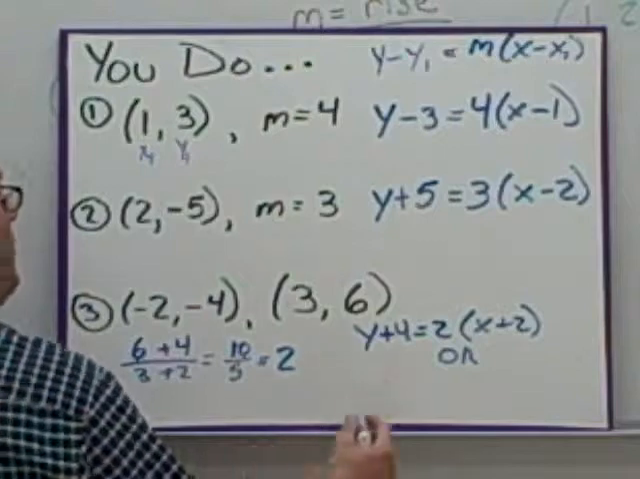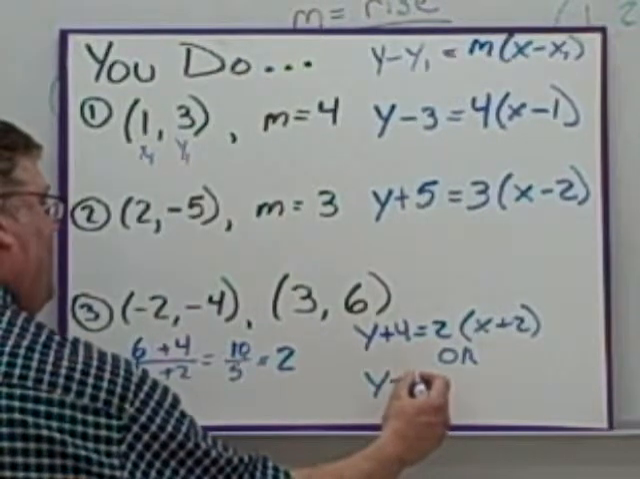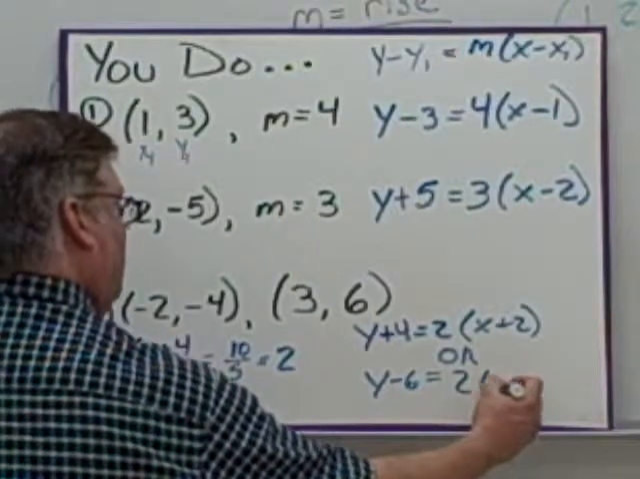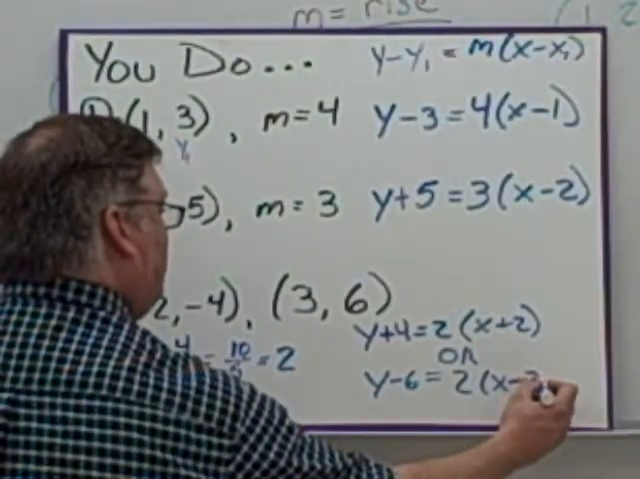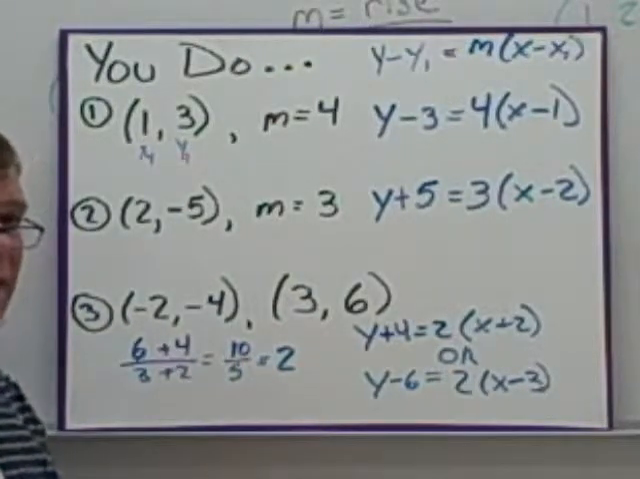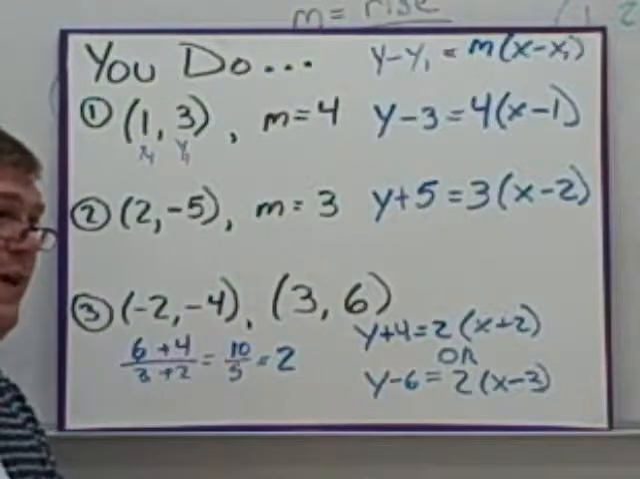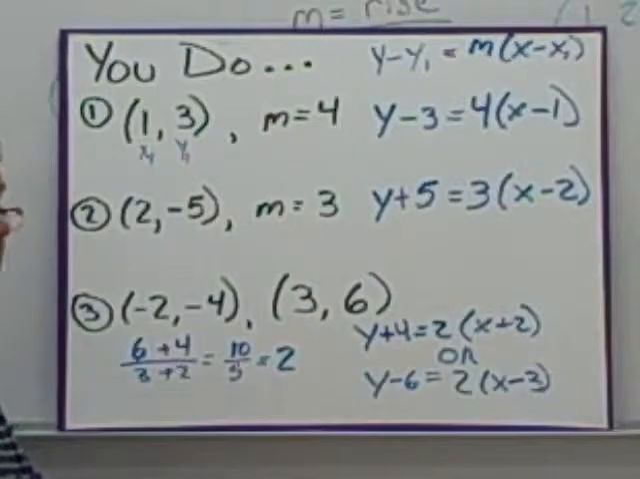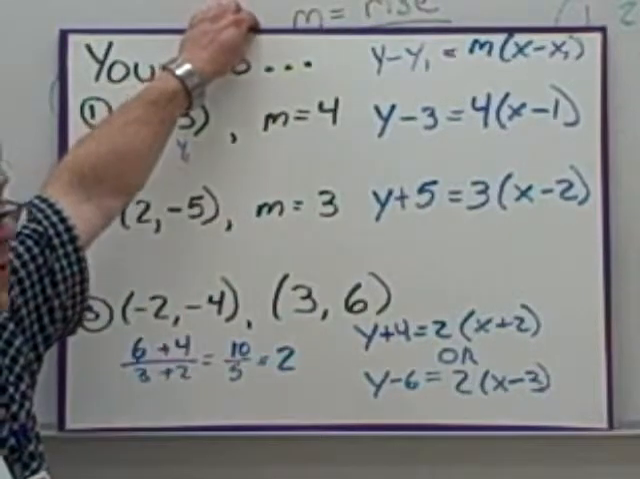Or I could have used the second one, which would have given me y minus 6 is equal to 2 times x minus 3. So either one of those answers would work. Now, as I said earlier in the video, these are acceptable if you're asked for an equation. However, many times the multiple choice answers are going to be in a different form, or they may ask you to put them into a different form. And that form usually has y alone on one side of the equal sign. So let's see how we can do that with these.